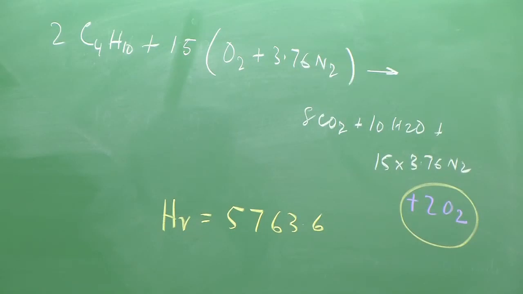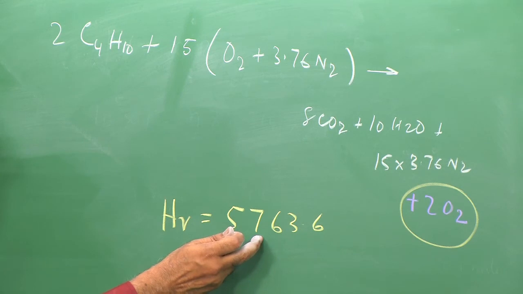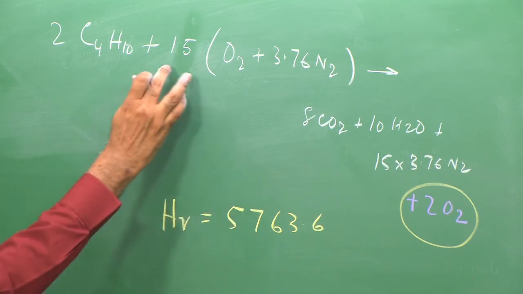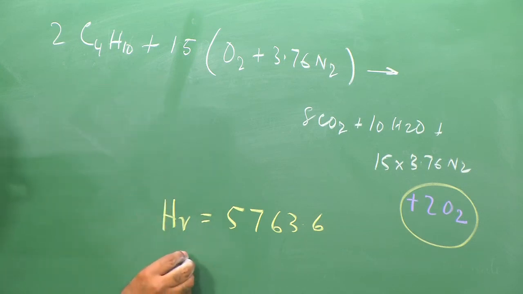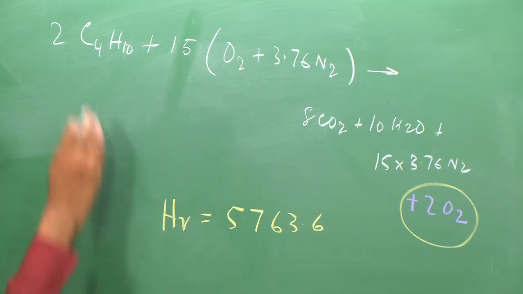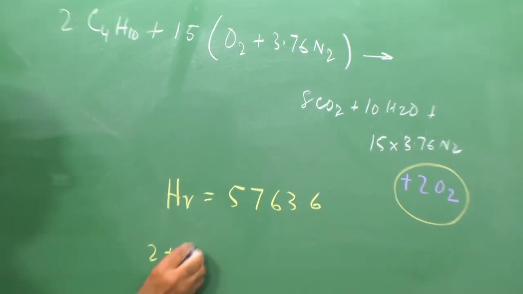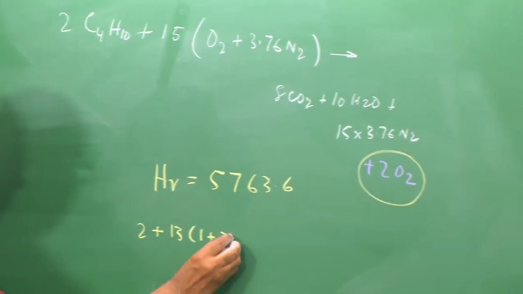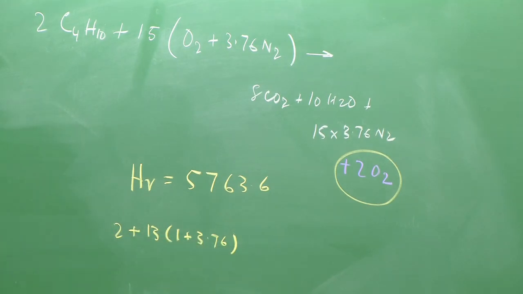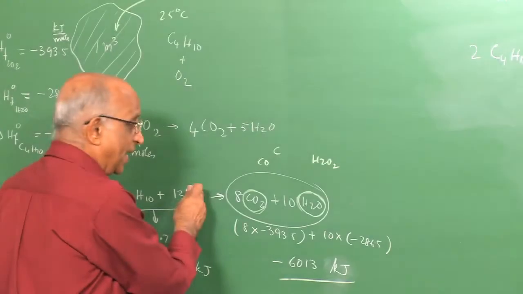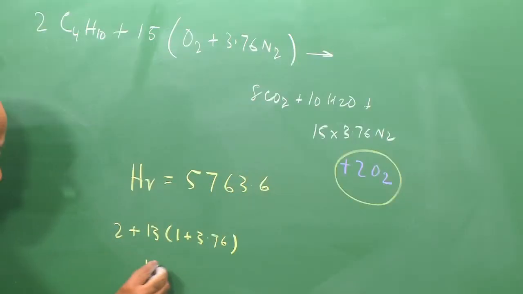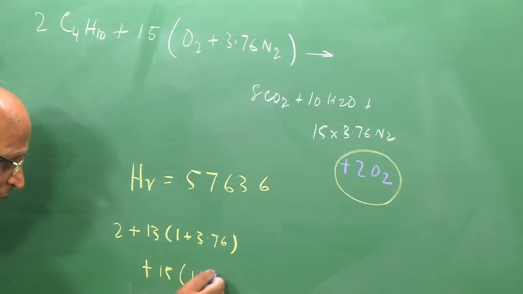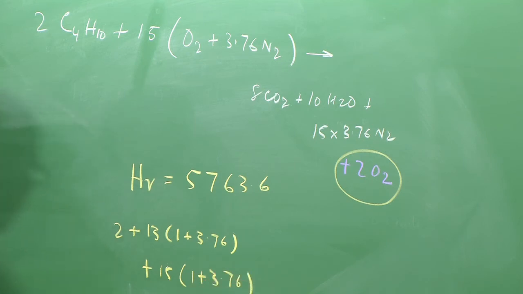But how about the energy release? The heat of reaction remains the same, but now we find that the number of moles of the reactant have gone up. Previously, the number of moles of reactant for this reaction was 2 plus 13 into 1 plus 3.76. This was our earlier case, with air being 3.76. Now we have 2 plus 15 into 1 plus 3.76, and therefore, what has happened?